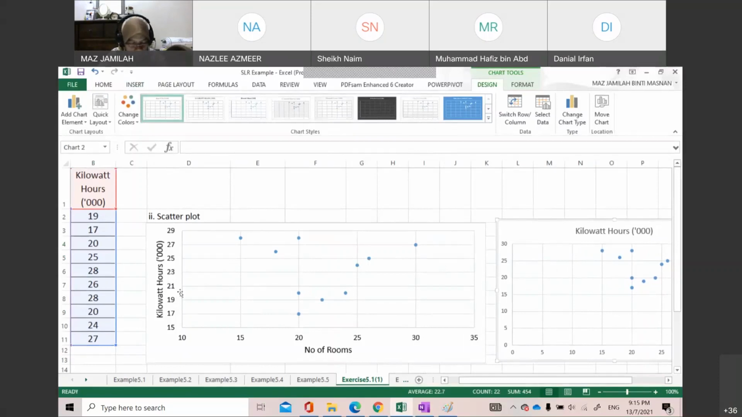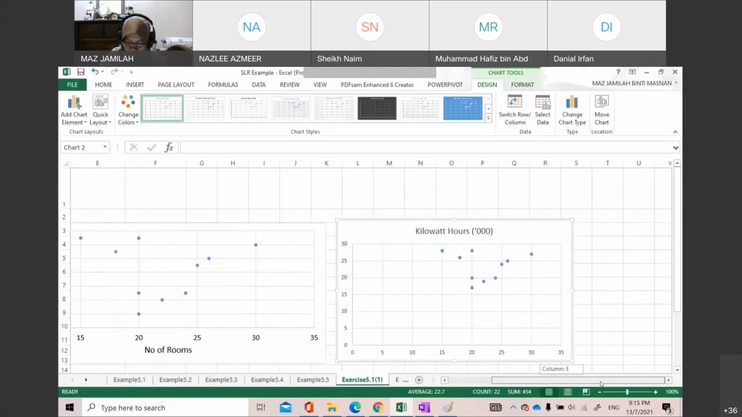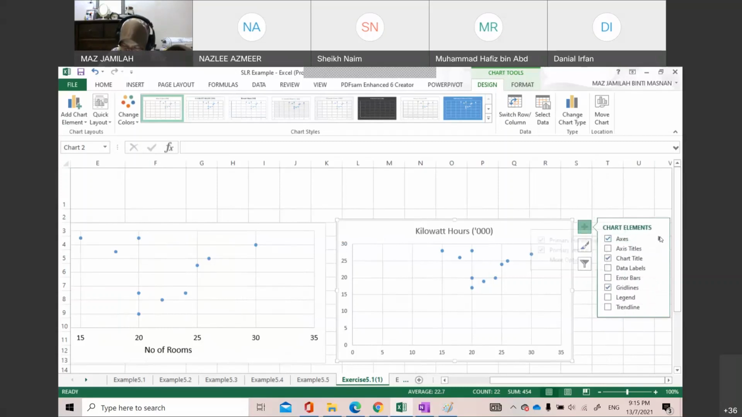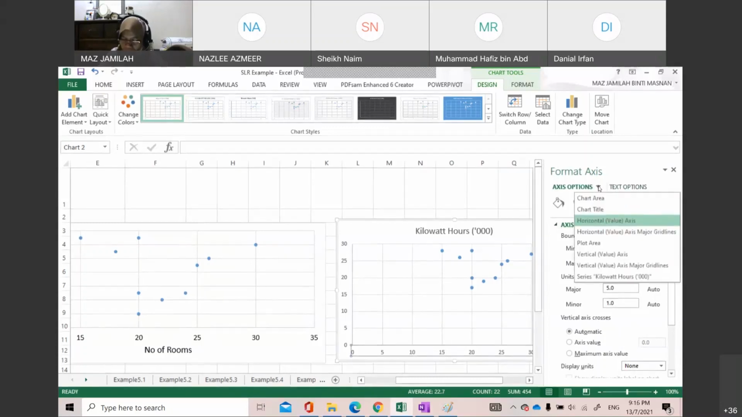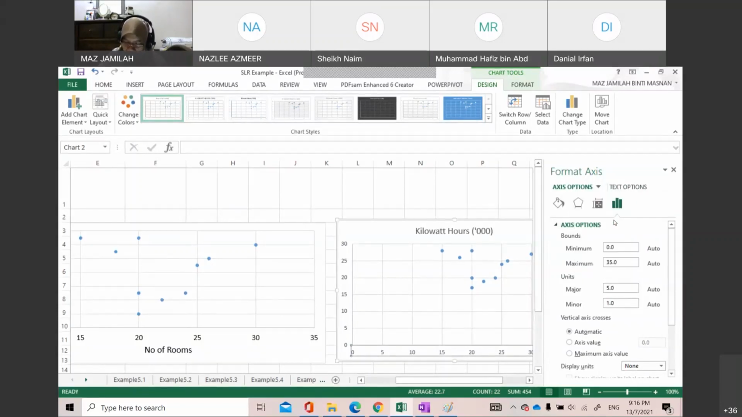I want to have nice axes of x and y, where I can see clearly the relationship between the number of rooms and kilowatt hours. So I would like to change the setting. Go to the plus sign, go to Axis, and then go to the arrow here. Click the arrow, and then choose More Options. Let's do the horizontal axis first. That will be your x.